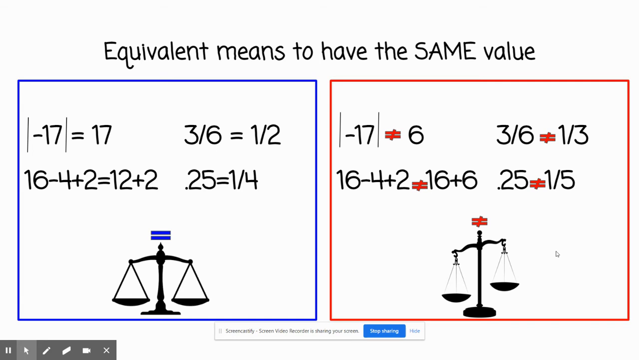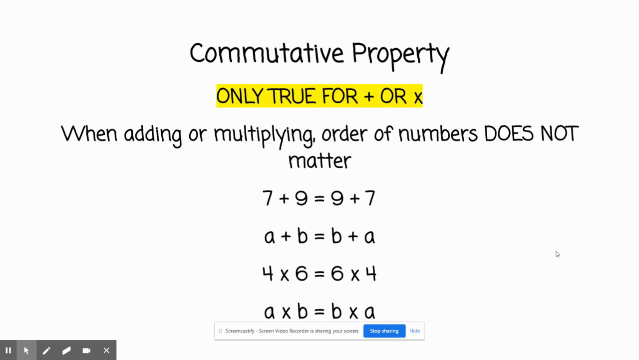And so when you're thinking about equivalency, keep in mind that idea of a balanced scale versus a scale that is not balanced. A few other things that you need to keep in mind are some properties of numbers, and you have learned these before. It's maybe been a while, so we're going to do a quick review.